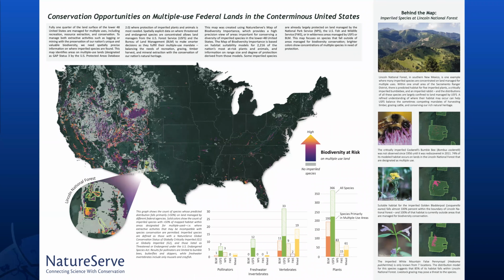We've created a map poster that dives deeper into opportunities for conservation on federal multiple use lands. The sideboard here highlights Lincoln National Forest in New Mexico, where multiple imperiled species have suitable habitat within a single area of a single ranger district on lands right now designated for multiple use. If field surveys confirm the presence of those species, then conservation is justified as one of those uses.